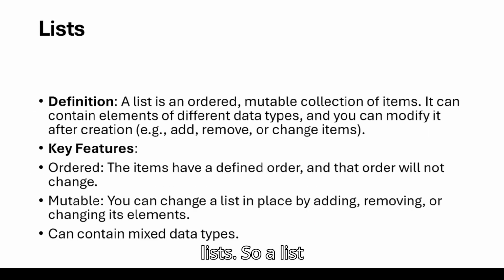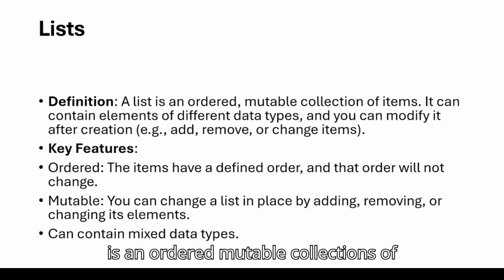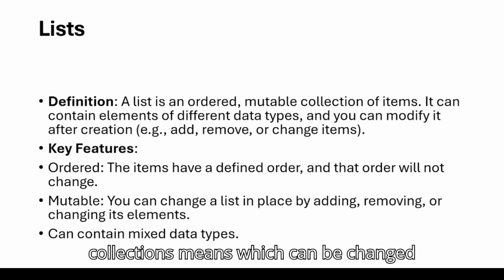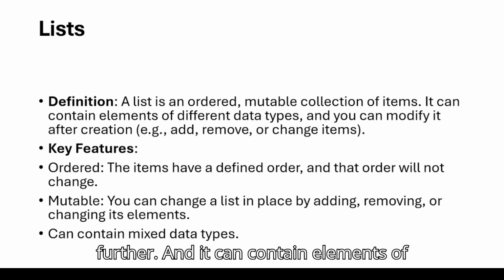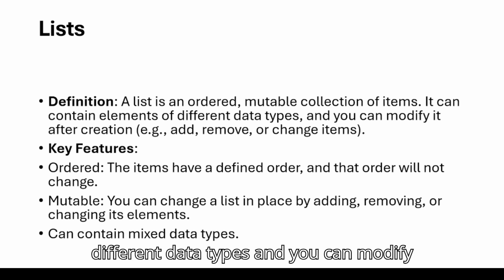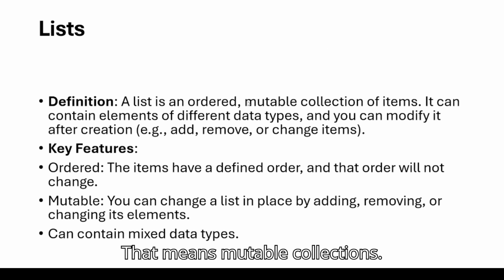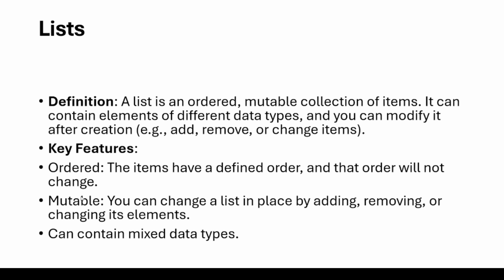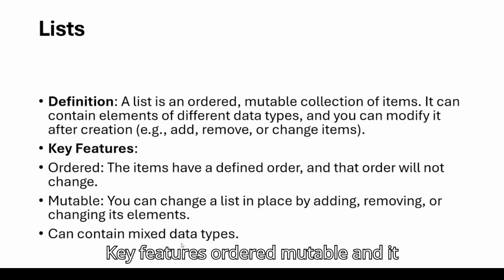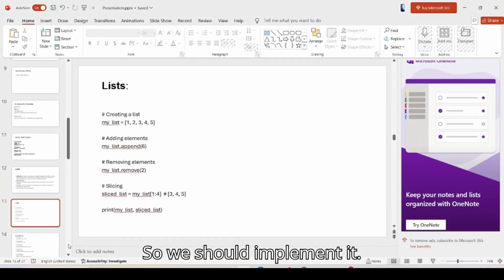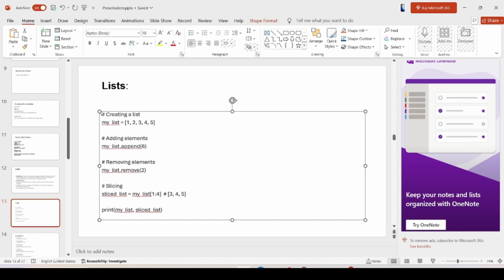lists. So a list is an ordered mutable collection of items. Actually, a mutable collection means which can be changed further, and it can contain elements of different data types, and you can modify it after creation. That's what I said. That means mutable collections. Key features: ordered, mutable, and it can contain mixed data types. Okay, so you should implement it. We'll learn how to implement it.